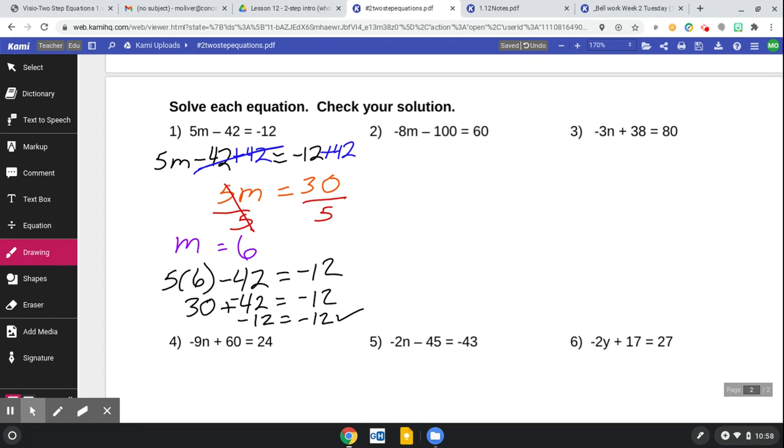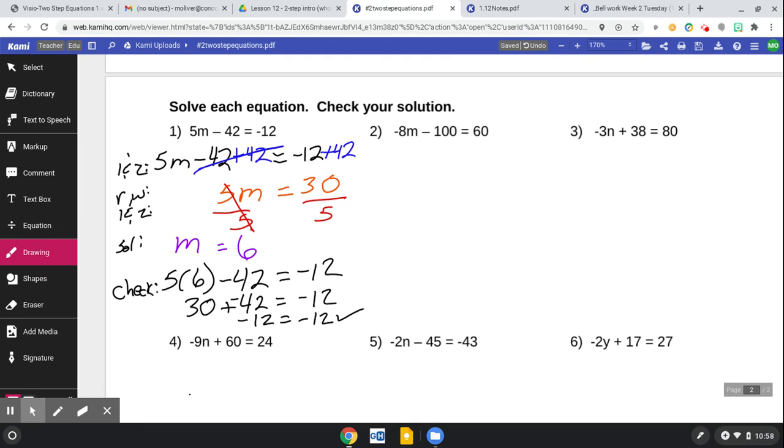Okay, remember this is 1 and 2. Rewrite. 1 and 2 again. Solution. Checking. Those are the steps that you should be showing in every equation. It might seem like a lot, but it's really a great practice to have.